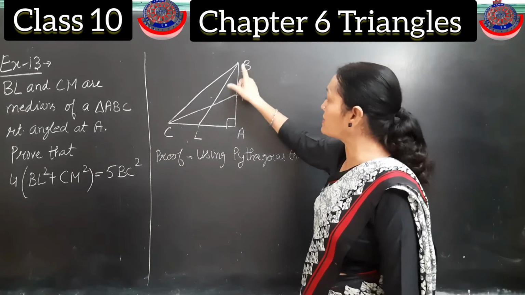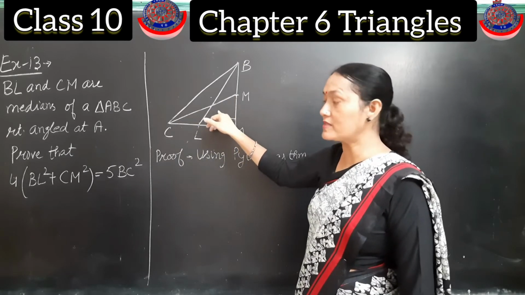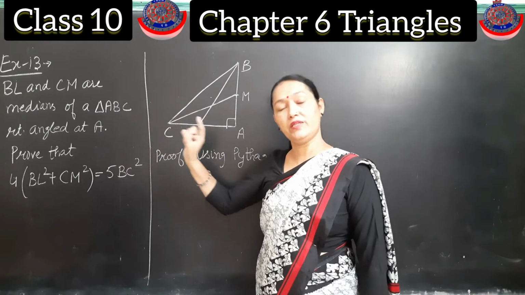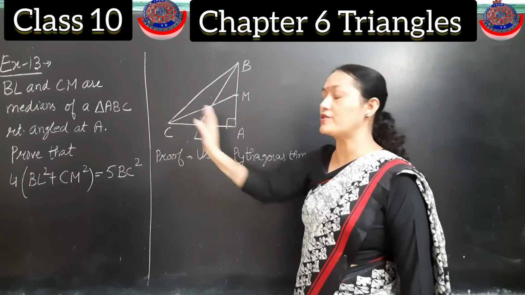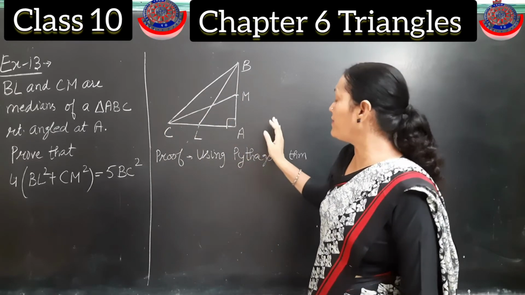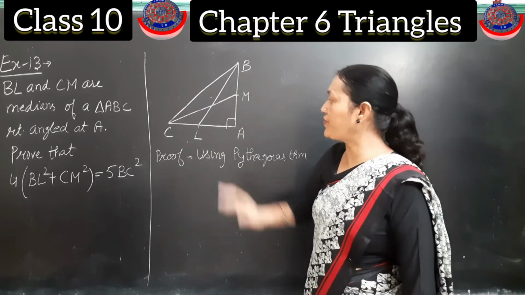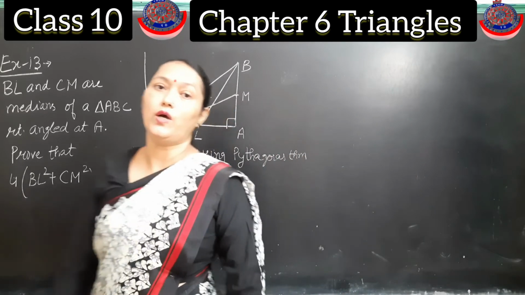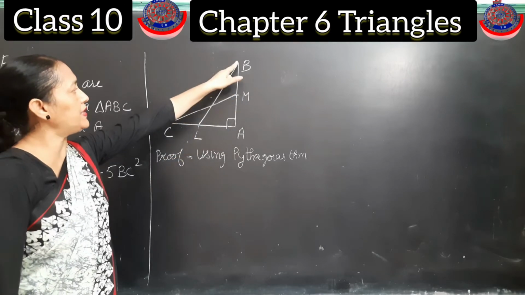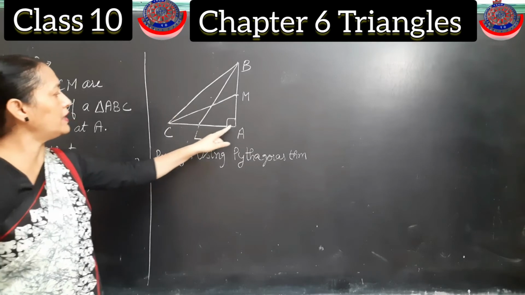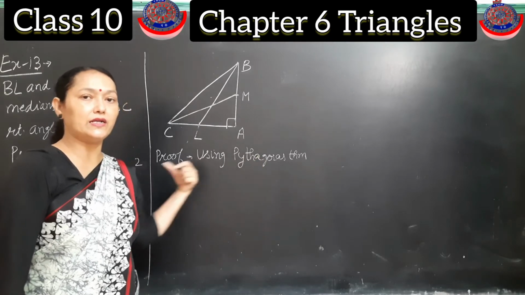if we take the squares of these medians, BL square and CM square, add them and make it 4 times, that should be equal to 5 times the square of the hypotenuse of the original triangle. For this, we'll be using Pythagoras theorem. As you can see, we have obtained 3 right angle triangles in the given figure. One is the main triangle ABC. Second is triangle ABL. And third is triangle AMC. So we'll be using Pythagoras theorem in all the 3 triangles and we'll get the required result.